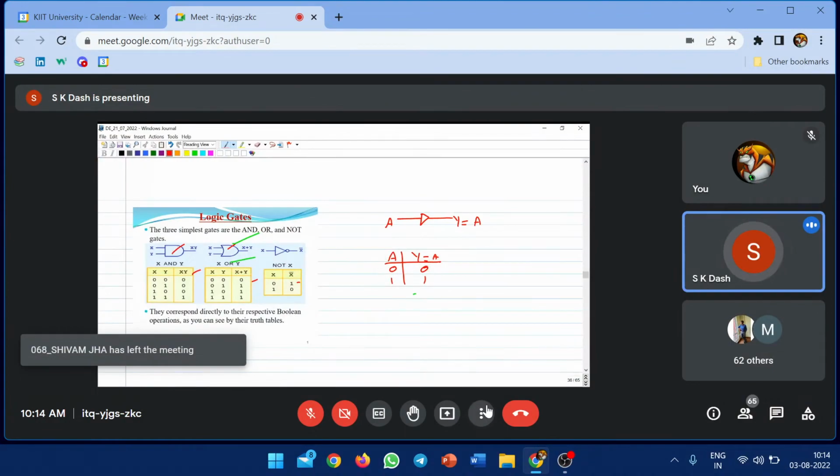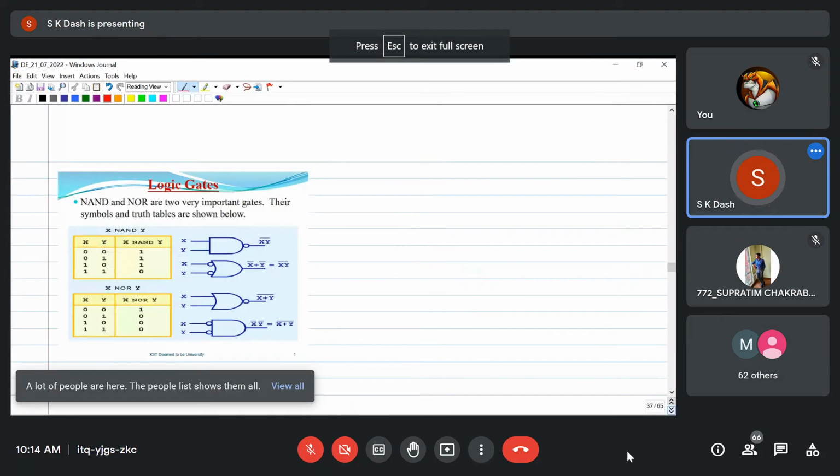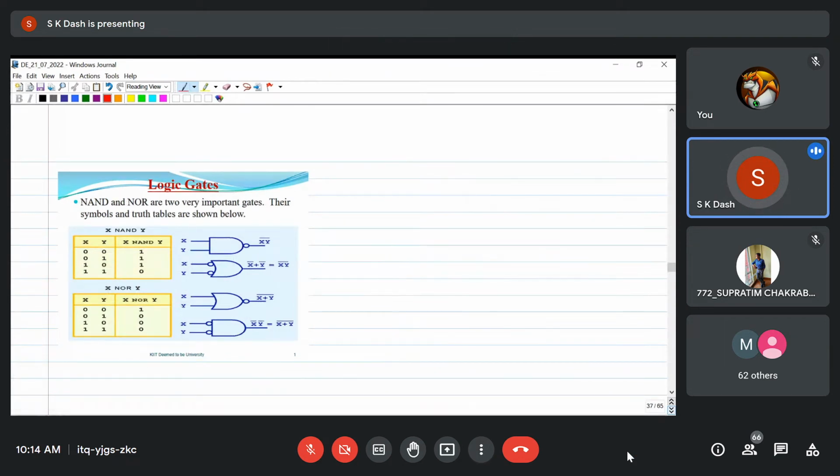This is just the opposite of the NOT gate. So these are the basic gates. Next is universal gate. We discussed two universal gates: one is NAND gate, one is NOR gate. What happens here? NAND is basically a combination of AND gate plus NOT gate.